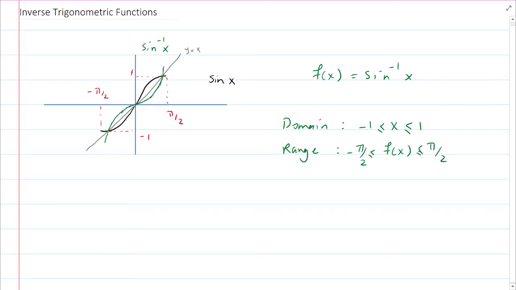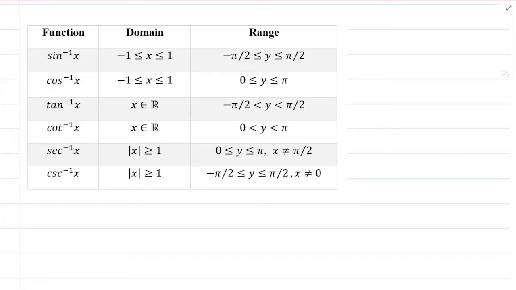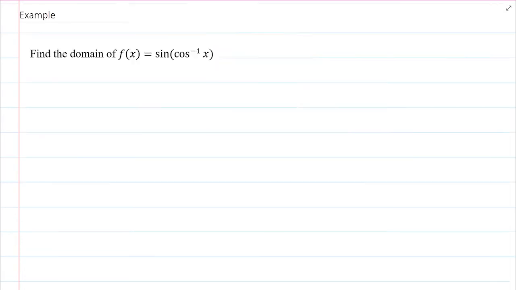So similar ideas could be used to find the domain and range of other inverse trigonometric functions. In fact, we restrict the domain of the original function, and from there we can define inverse trigonometric functions. This table shows you other trigonometric functions and their inverses, as well as their domain and range. For example, for cosine inverse, the domain, which means the input, is again between minus 1 and 1, and then the range of cosine inverse is between 0 to pi. And as you see, there are other trigonometric functions, and their domain and range are found similarly.